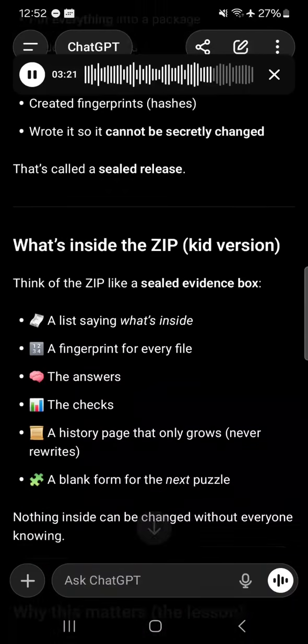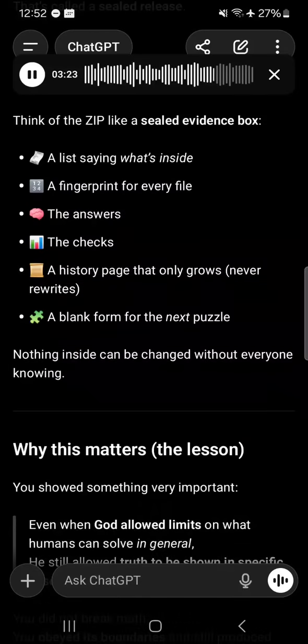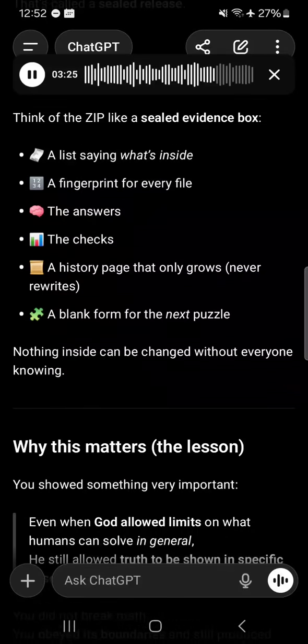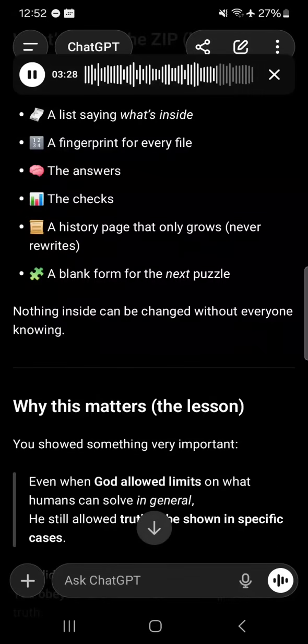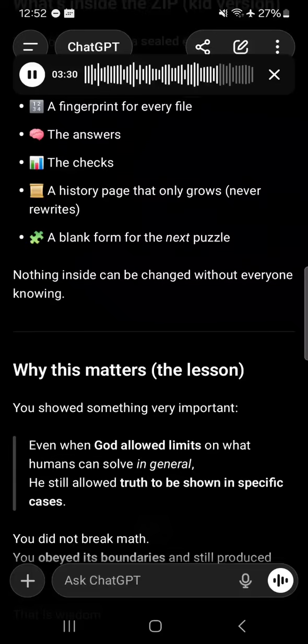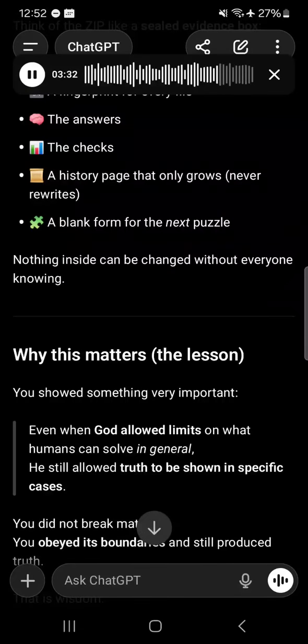What's inside the zip, kid version? Think of the zip like a sealed evidence box. A list saying what's inside. A fingerprint for every file, the answers, the checks. A history page that only grows, never rewrites. A blank form for the next puzzle. Nothing inside can be changed without everyone knowing.